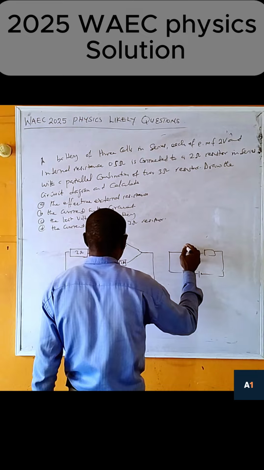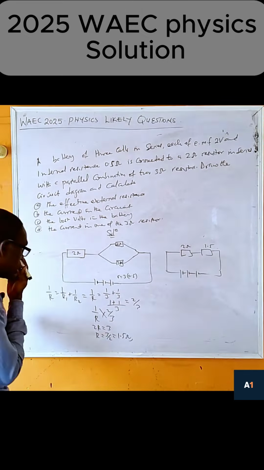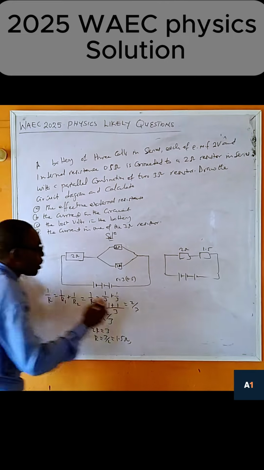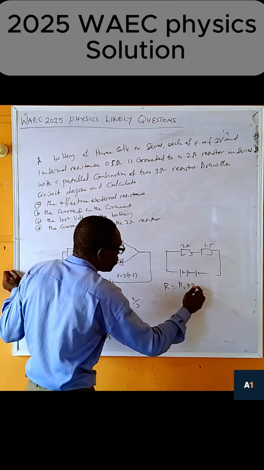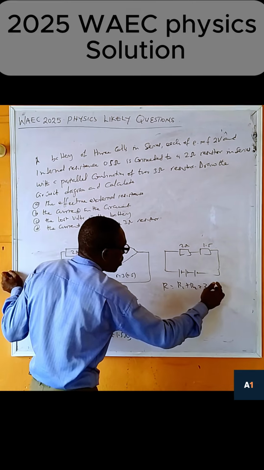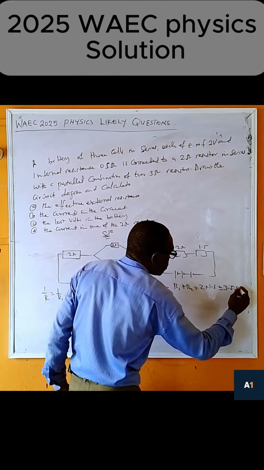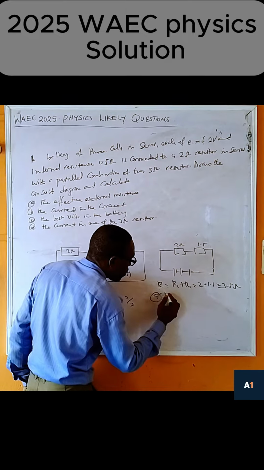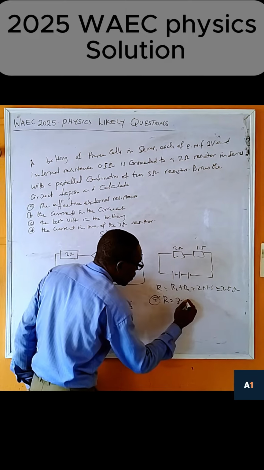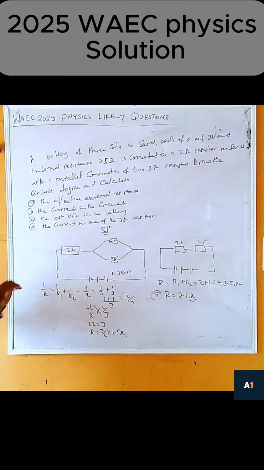So which means this is 2 ohms and this is 1.5 ohms. Now, in this case, the total will be in series. R will now be equal to R1 plus R2, which is equal to 2 plus 1.5, to give us 3.5 ohms. So number A, we have solved A, which is R is equal to 3.5 ohms is the answer. Now, this one solves everything about what we are talking.